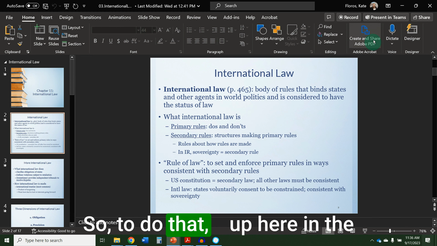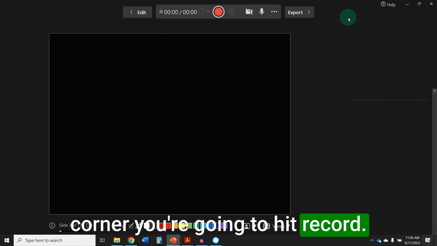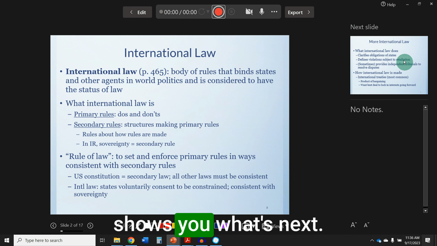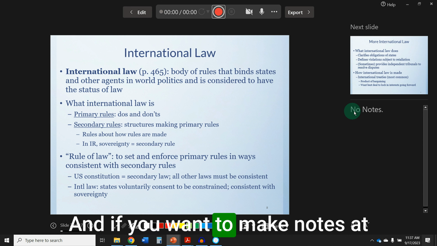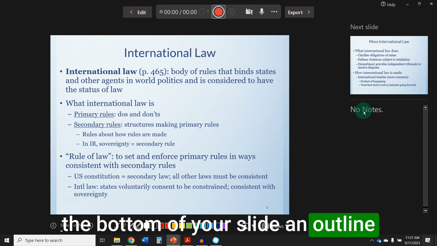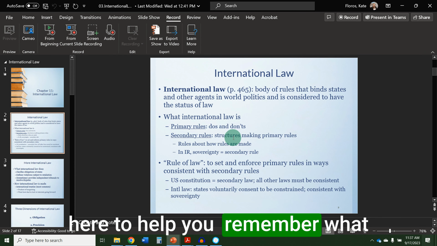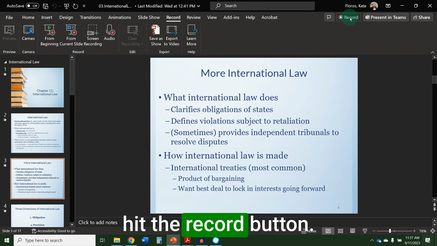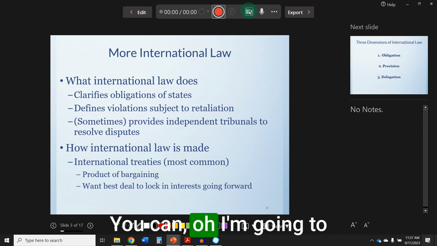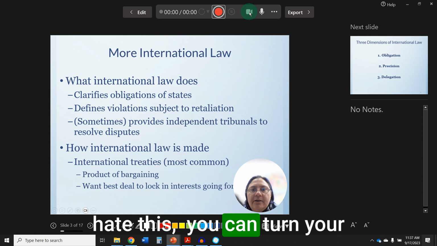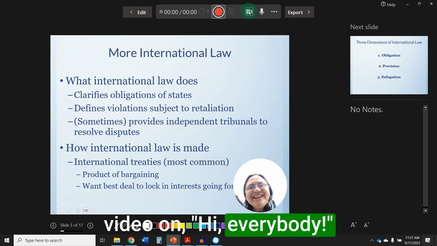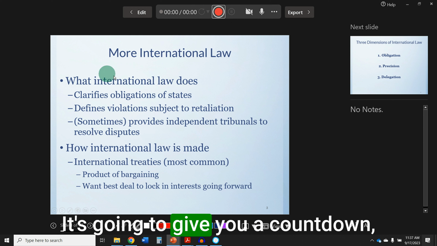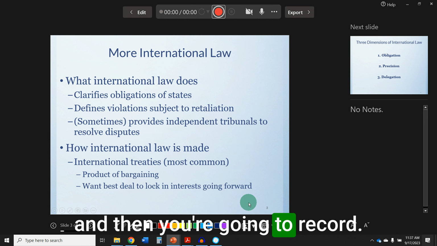So to do that, up here in the corner, you're going to hit record. Okay, and it shows you the slide you're on, and it shows you what's next. And if you want to make notes at the bottom of your slide, an outline here to help you remember what you're going to say, you can add those notes here at the bottom. So you're just going to hit the record button. You can turn your video on, hi everybody, so that you're in it or not. And then you're going to hit record. It's going to give you a countdown, and then you're going to record.